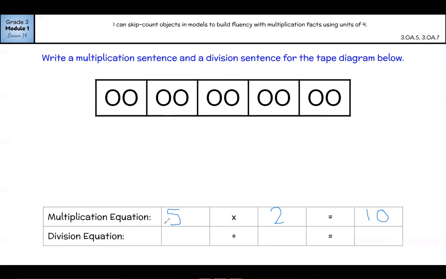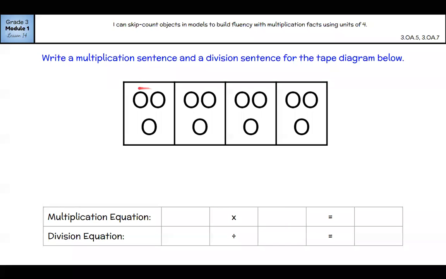Switching our thinking to division using a number or a tape diagram, we will start with the total number. And we said the total number was this 10 here. I'm going to take that and put it first. So for division, we are going to be starting with the total number of 10, and I can divide it into 5 equal groups and end up with 2 items per group.